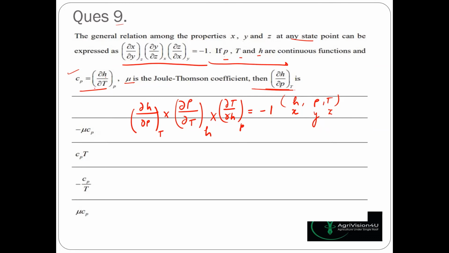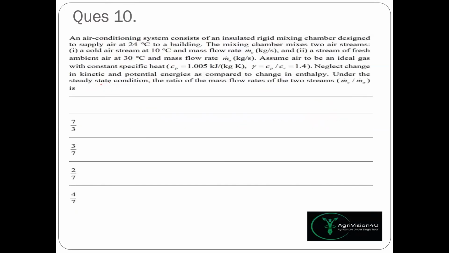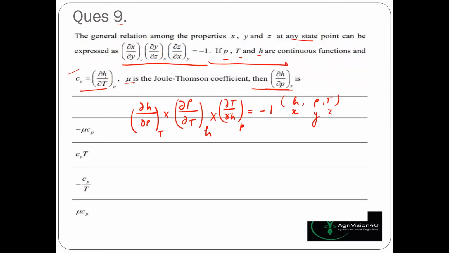Okay. Now Cp is given that it is equal to ∂H/∂T at constant pressure. That means we can replace this. We need to find this expression. So this expression is written right over here, which is this, multiplied by, we are replacing it by 1 by Cp, which is equal to -1.